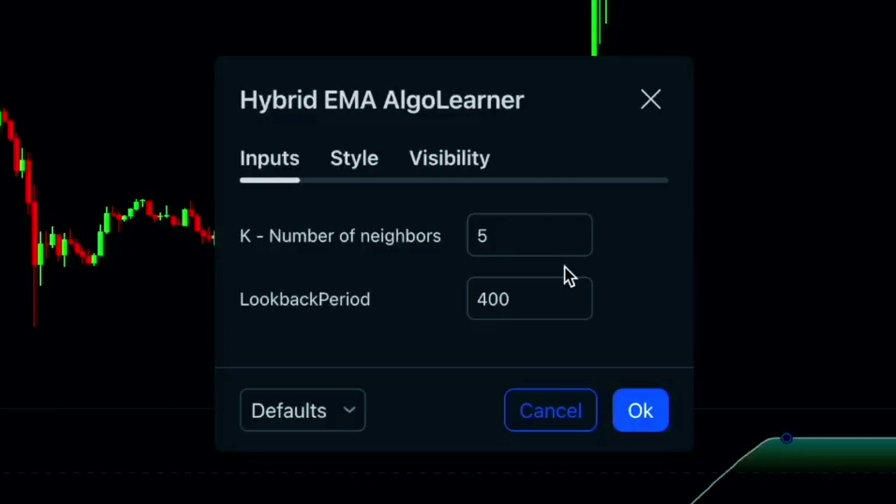The indicator's inputs allow for the customization of 2 key parameters, the number of neighbors and the look-back period. The look-back period influences how quickly the indicator responds to price changes. For example, setting this value to 200 will result in a faster moving line. I recommend sticking with the default settings for this trading strategy, though you can tweak these inputs to find the best configuration for each specific time frame and market.